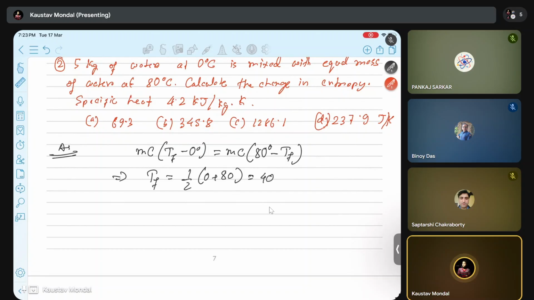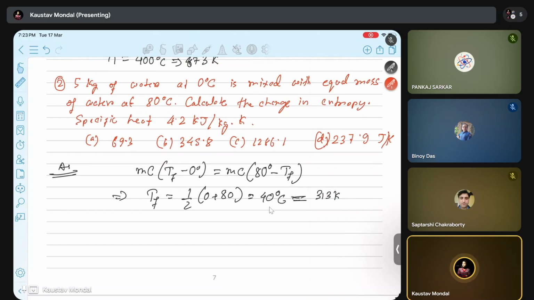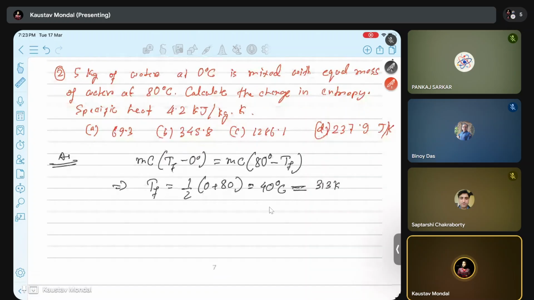So 40 degree centigrade, or in Kelvin, 313 Kelvin, is the temperature of the final mixed water, right? Now, so there are two processes involved, which basically result in the change in entropy.